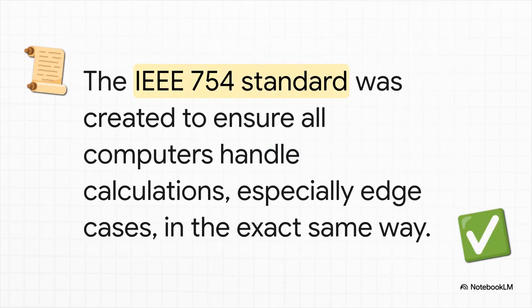So to solve this massive problem, the industry came together and created a universal rulebook. It's called the IEEE 754 standard. The best way to think of it is like the official rules of the road for computers. It makes sure that every single machine, no matter who made it, speaks the exact same mathematical language and handles these tricky situations in the exact same way.